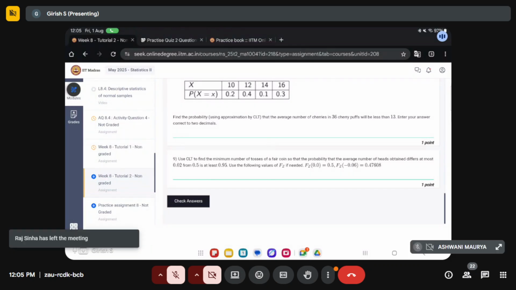You understood the problem, right? We have to identify the minimum number of tosses required, so that the average number of hits obtained differs from 0.5 by at most 0.02. That probability is at least 0.95. Let me write that down for you.